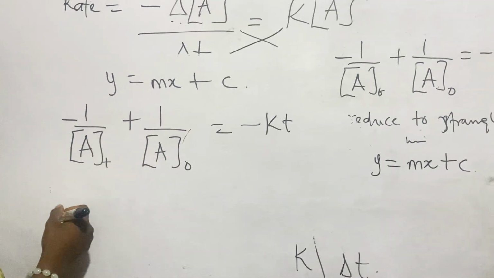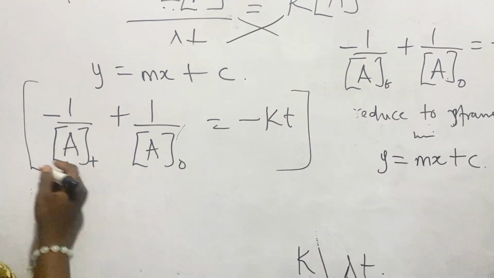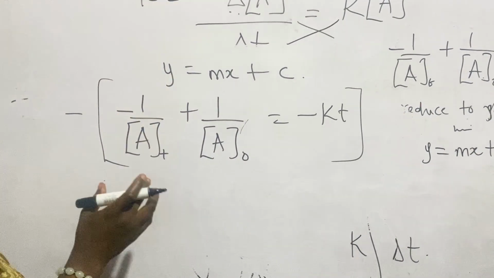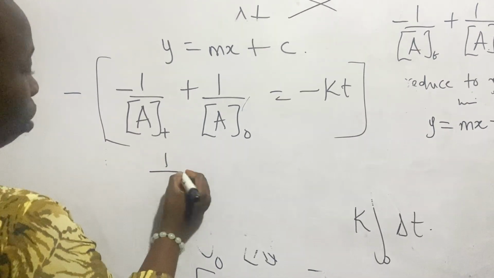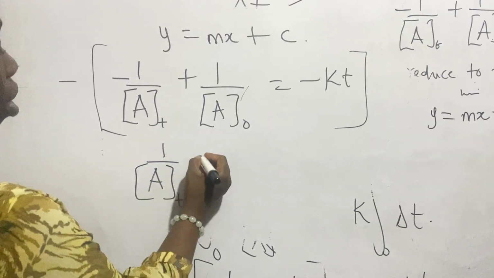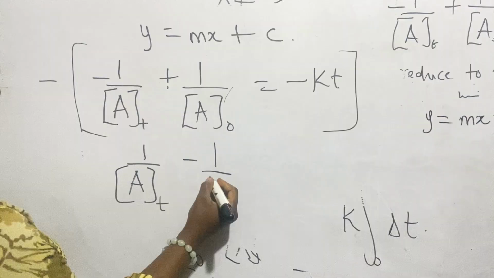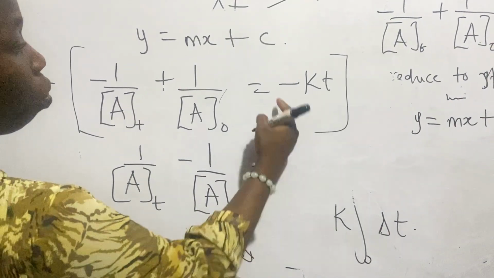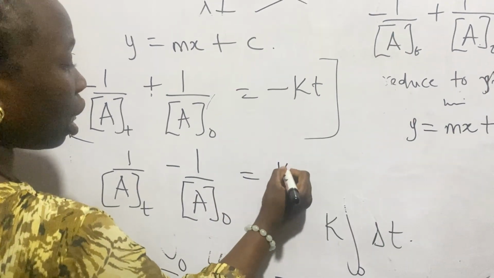So now you use minus to multiply all through so that we can have a positive y axis. So how do you do that? You say minus times this becomes 1 over concentration of A at time t minus 1 over, because minus times plus will give us minus, concentration of A at time 0 equals to what? Minus times minus will give us what? Plus. So equals Kt.